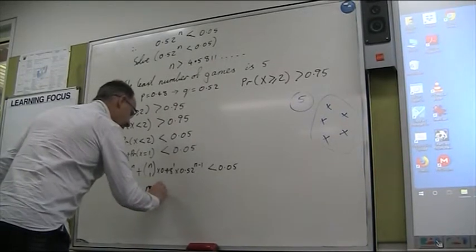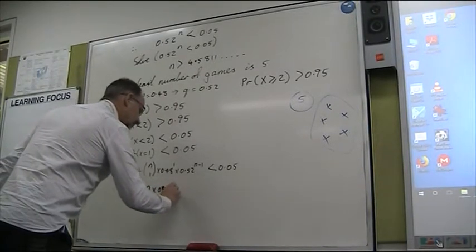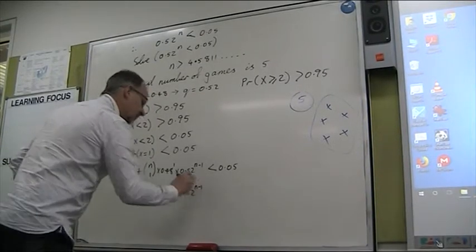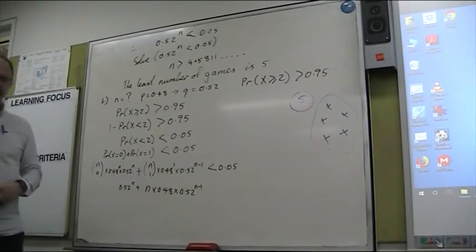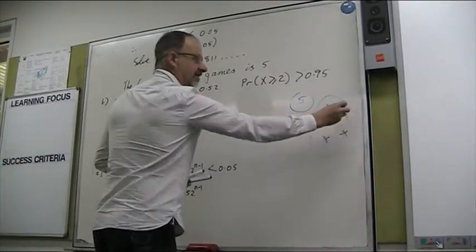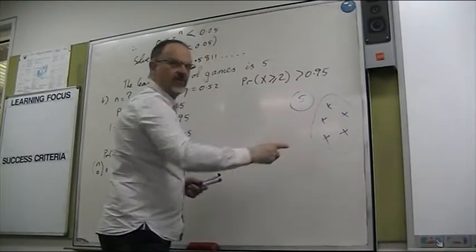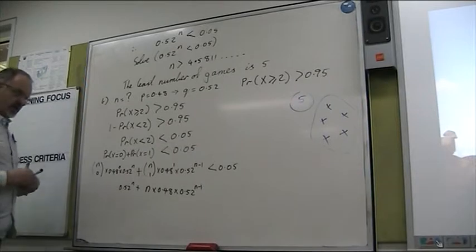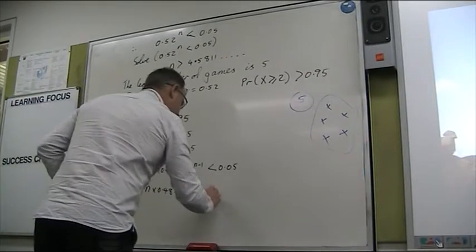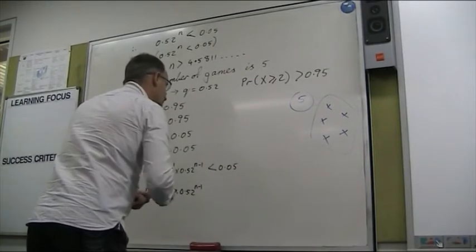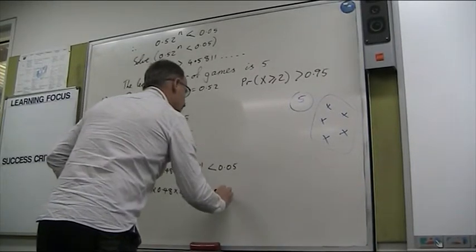N times 0.48. Why's it n? Because you want one of the n. Yeah, one of the however many you've got. So if I had 10 in there and I take 1, there's 10 different ways I could select that 1. Alright, and I want this to be less than 0.05.